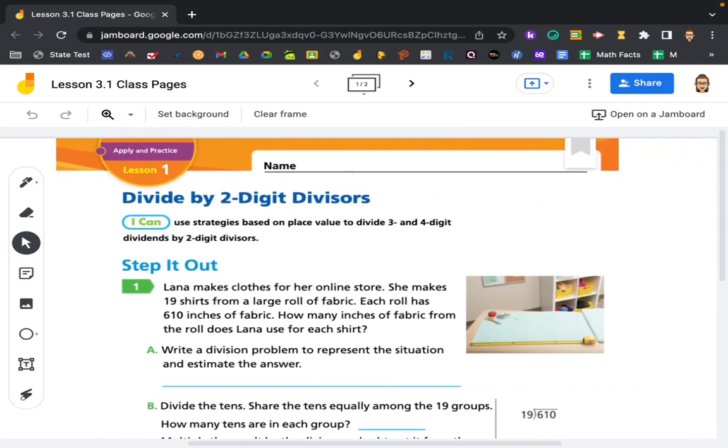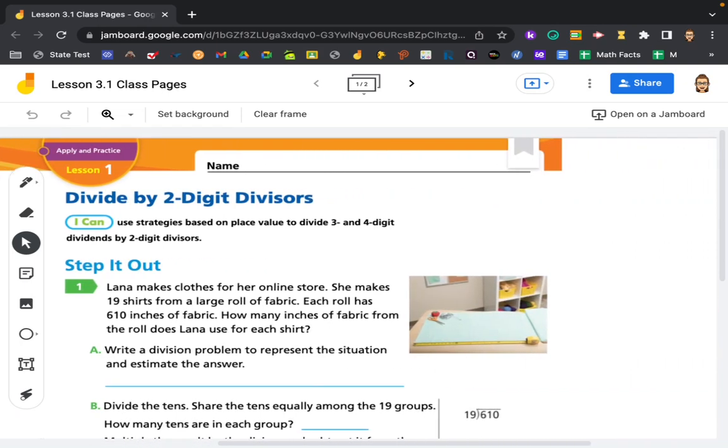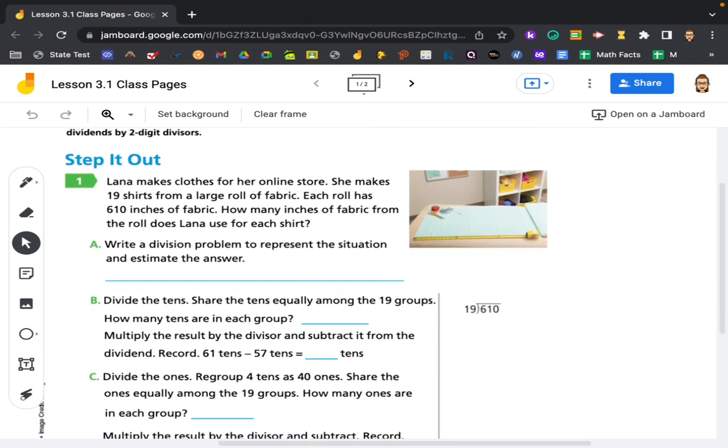So it says, Lana makes clothes for her online store. She makes 19 shirts from a large roll of fabric. Each roll has 610 inches of fabric. How many inches of fabric from the roll does Lana use for each shirt? Write a division problem to represent the situation and estimate the answer.